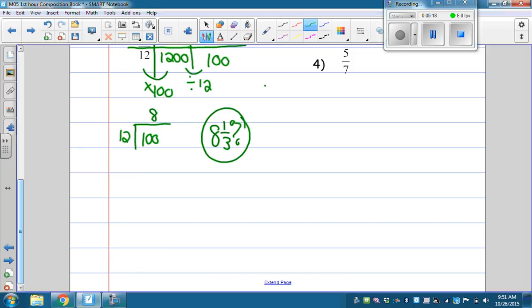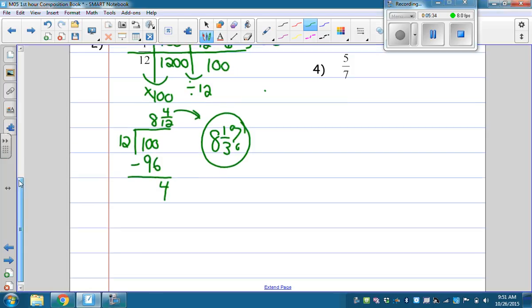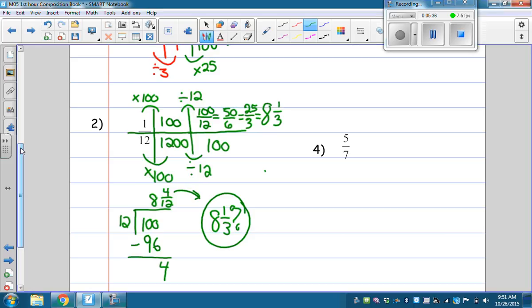8 times 12 is 96. So she did that first, and her remainder is 4. So she made a fraction 8 4/12. And 4/12 reduces to 1/3, so it's the same. What's faster for one person might not be faster for the next person, so it's nice to have more than one method.